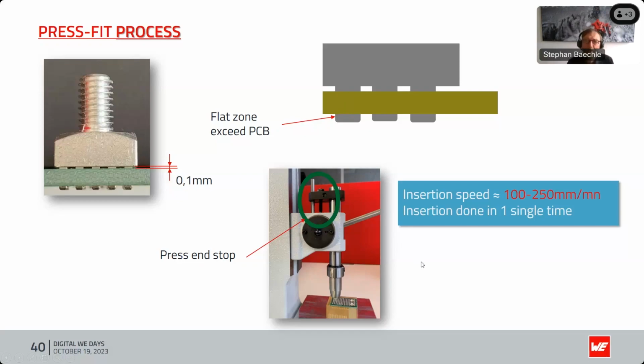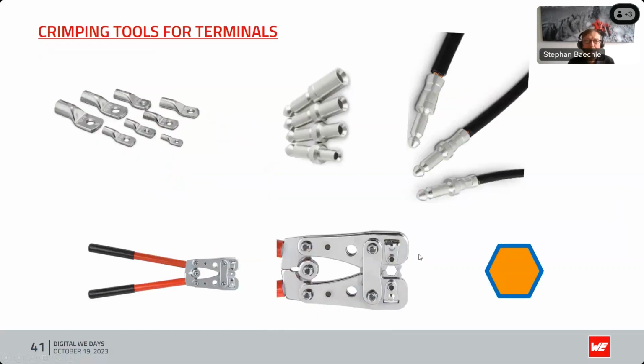Insertion speed should be around 100 to 250 millimeters per minute, and it should be done in one single time, the press fit process. Not doing it more times, just one single time. And these are the tools we also offer for our terminals. Therefore, we have a big plier for the cable lugs to press them on the cable in the proper way, and also for the plugs for the RedCube plug.